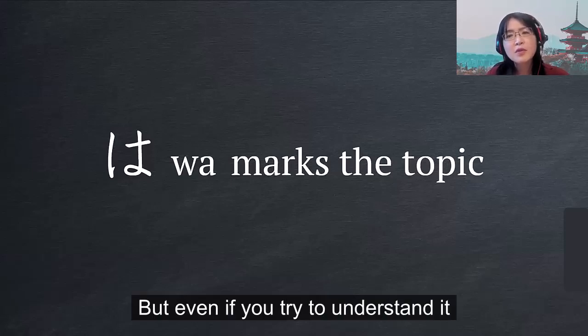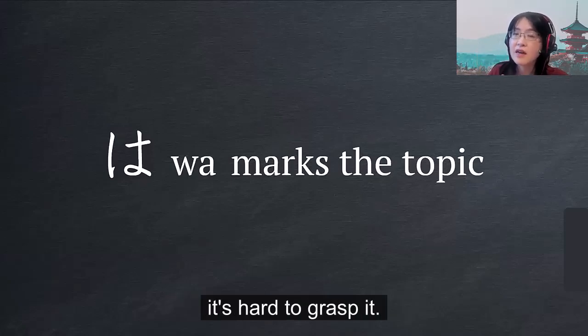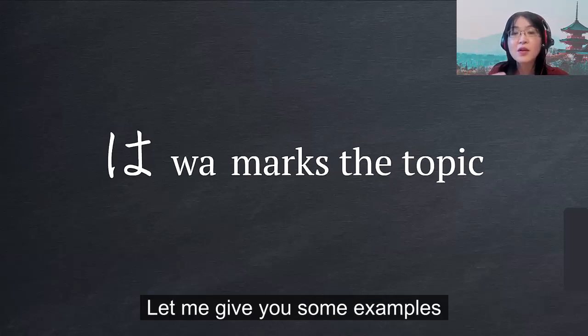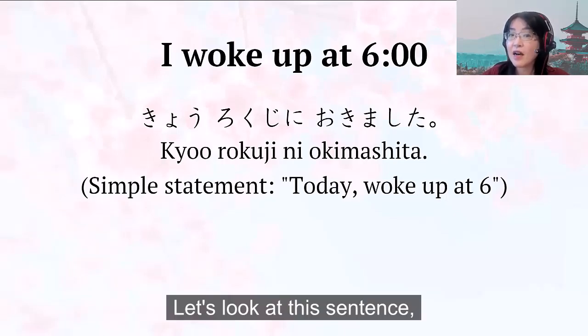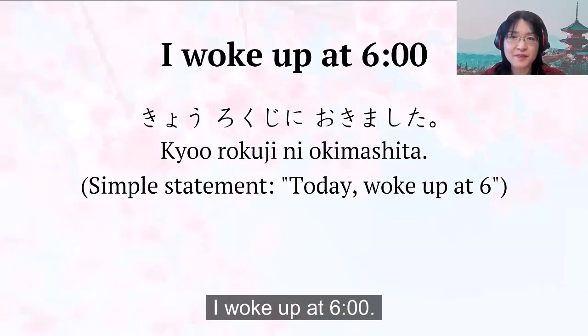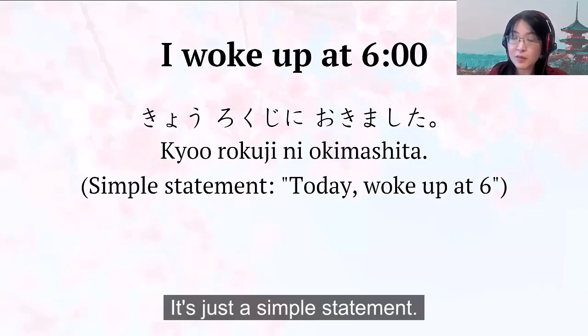But even if you try to understand it using your brain logically, it's hard to grasp it. So let me give you some examples to explain this further. Let's look at this sentence. I woke up at 6 o'clock. 今日6時に起きました. It's just a simple statement.